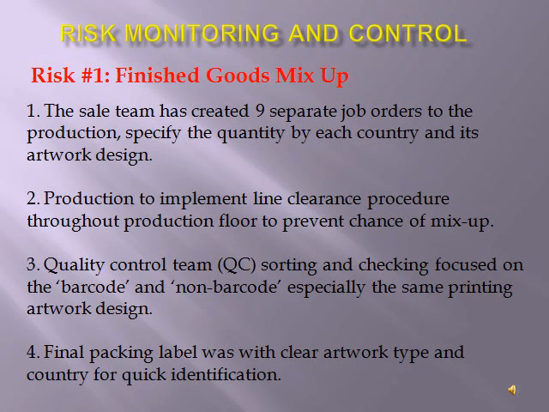After having risk assessment, Thunderprint has conducted a risk monitoring and control plan to mitigate or avoid its occurrence. Risk number 1, finished good mix-up. Mix-up was referring to the finished goods of mixed printing artwork design in a single order. In order to prevent the mix-up, the sales team has created 9 separate job orders to the production according to the quantity of each country and its printing artwork.